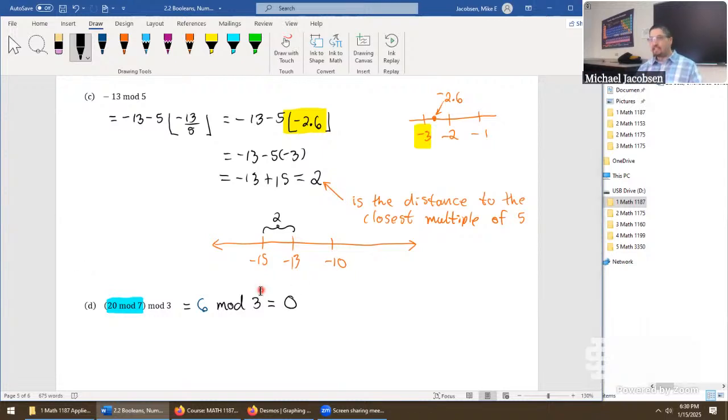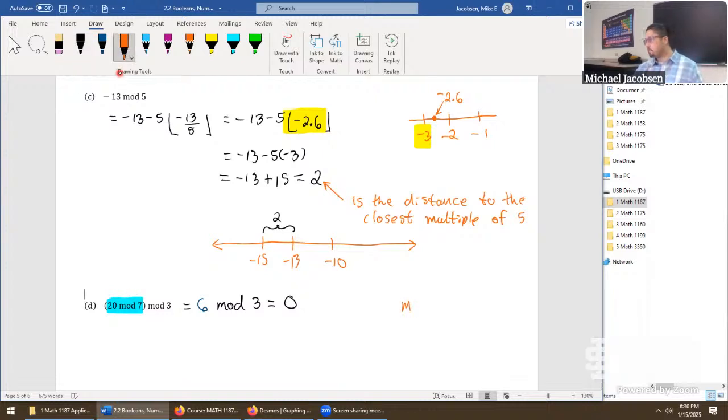Or another way to think about it, 3 goes into 6 twice with a remainder of 0. So that's what the mod function is all about. There's a lot of really interesting connections to this function to abstract algebra in an interesting sense.